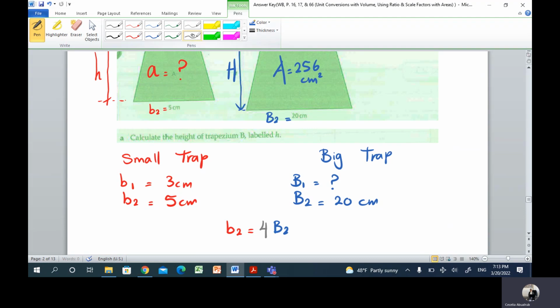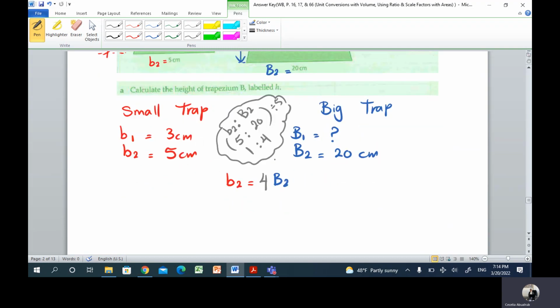How did I know that? Okay, let's do that together. So you're going to say small b2 in proportion to capital B2. This one is 5 to 20. Simplify by dividing each by 5. So 5 divided by 5 is 1, and 20 divided by 5 is 4. That's how I can make a relation between B2 small and B2 capital as a formula.